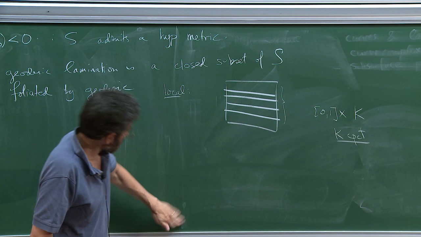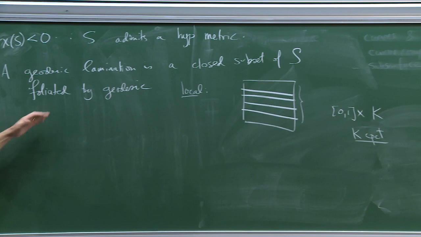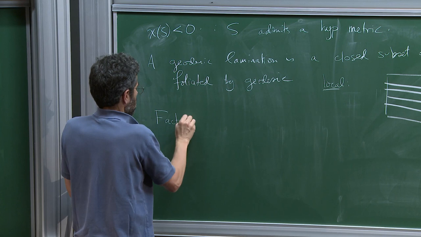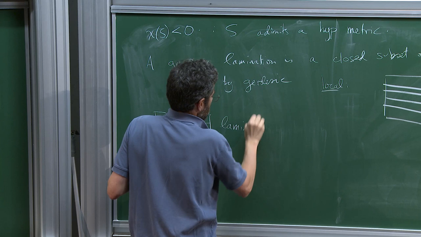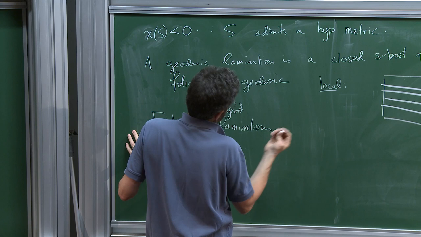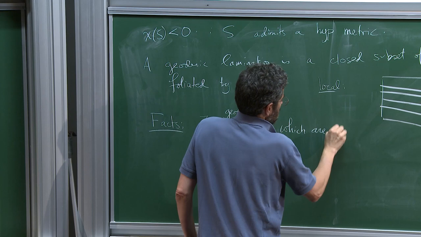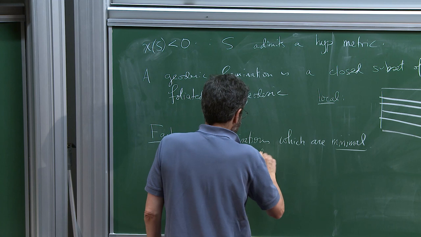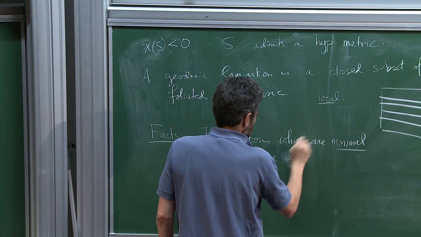With more time, one would draw some examples of laminations and explain where they come from and so on. But let me just say a few things about these. So first of all, facts. There exist geodesic laminations which are minimal. That's already something. So a closed geodesic, of course, would be minimal, but have infinitely many leaves. In fact, uncountably. If it's infinite, it's going to have to be uncountable.